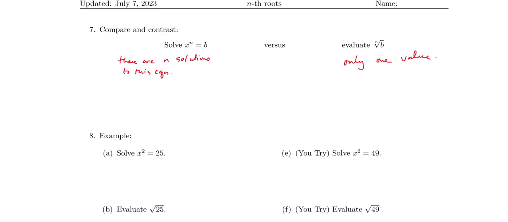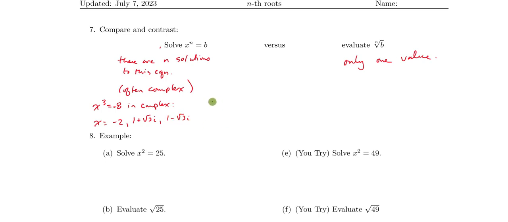And one thing I want to add about this equation, when we're solving x to the n equals b, there are n solutions, but they're often complex. So whether or not we give all n solutions depends on whether we're going to consider the complex solutions. For example, if we were to solve x cubed equals negative 8 in the complex numbers, we would get three solutions: x is equal to negative 2, x is equal to 1 plus the square root of 3 i, and x is equal to 1 minus the square root of 3 i.